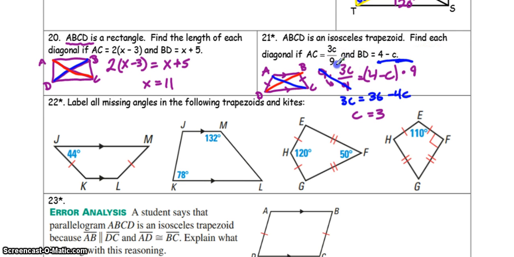Note that you could also choose to simplify this 3c over 9 and write it as 1c over 3, and do the equation that way by multiplying both sides by 3. But that's just another option that is open to you.